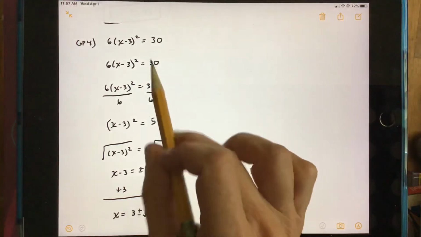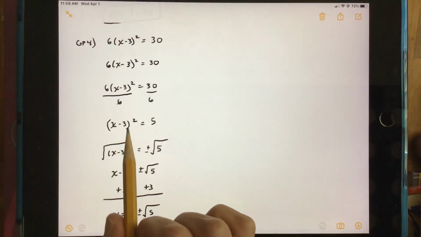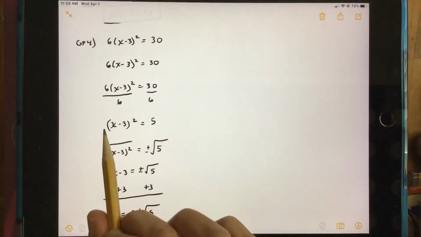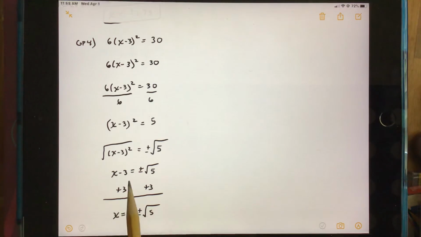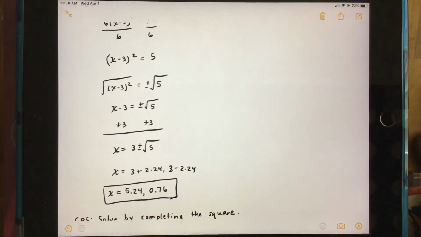I've written this twice. I probably didn't need to do that, but here I am dividing both sides by 6, and x minus 3 squared is 5. Now it's time to take the square root because the squared term is by itself. That's going to give us x minus 3 is equal to positive or negative root 5. We're going to add 3 to both sides, giving us 3 plus or minus the square root of 5.